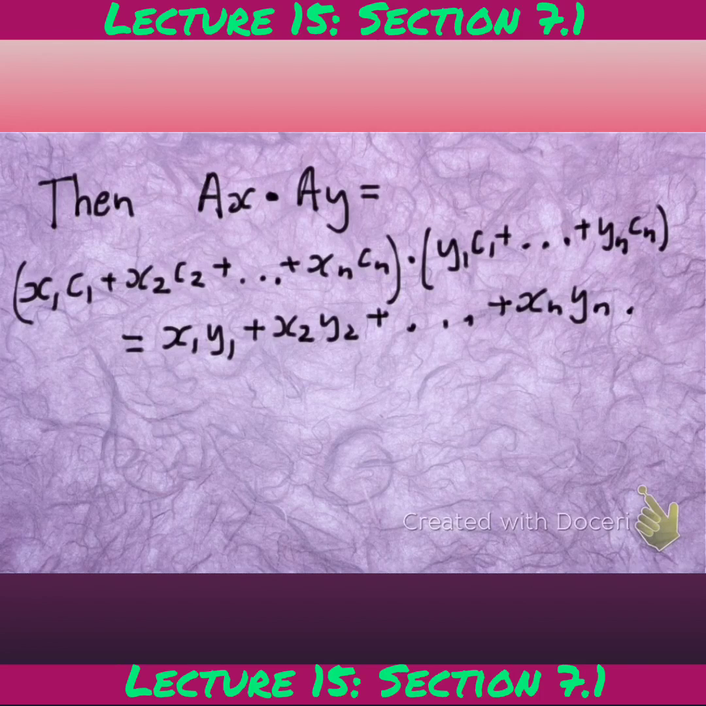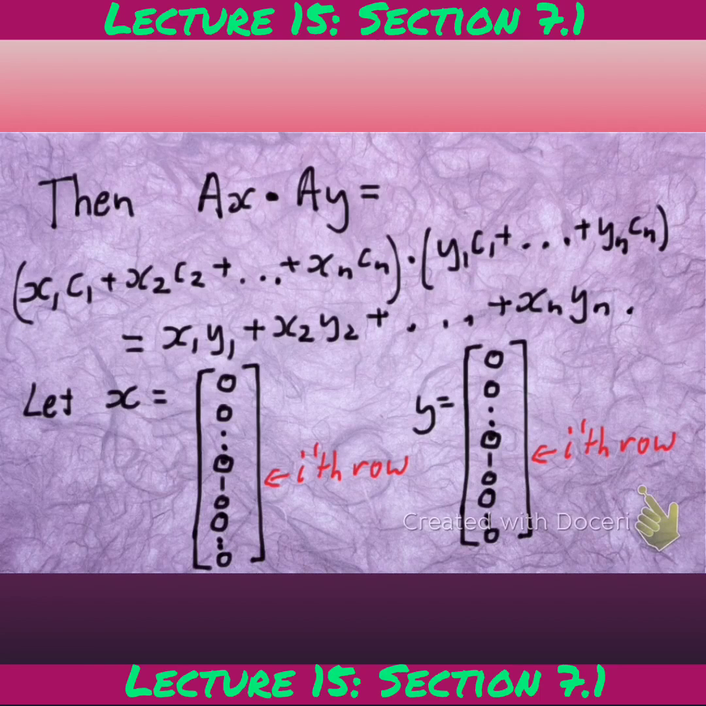Now it's important to note that I can do this for any vector x and any vector y. So I can make the x's and the y's anything I want them to be. So let's pick x, the vector that's got zeros everywhere except for 1 in the ith row, and y also has zeros everywhere except for 1 in the ith row. Now we plug it into this expression here. So what do we get?